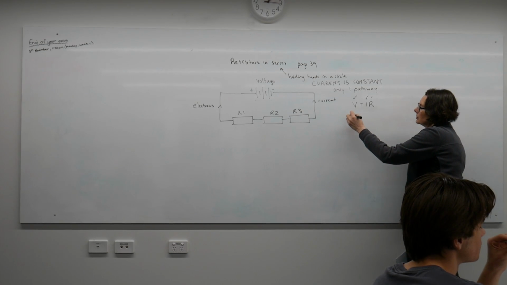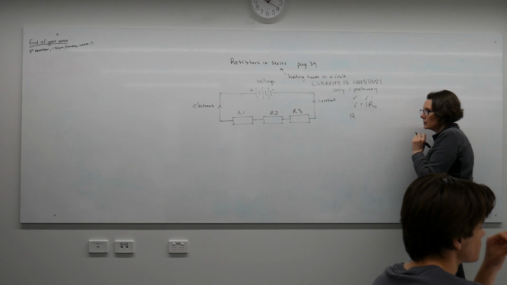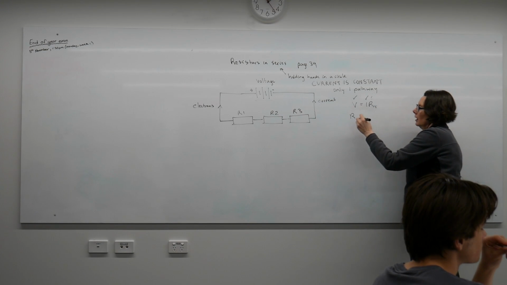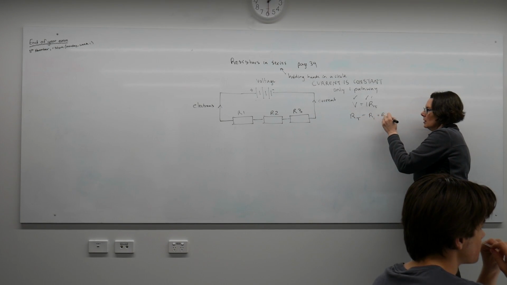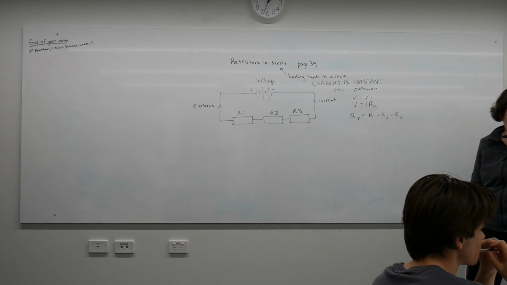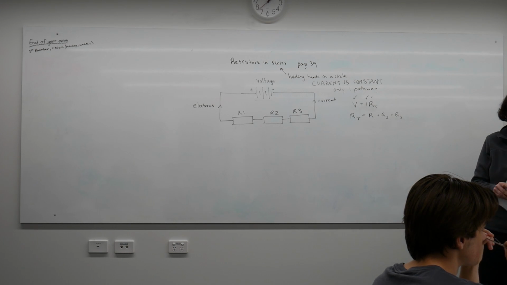And our resistance is going to now be the total resistance for the circuit. And the total resistance when we're in series is just equal to the sum of the resistors that are present. Okay, we just add them together.